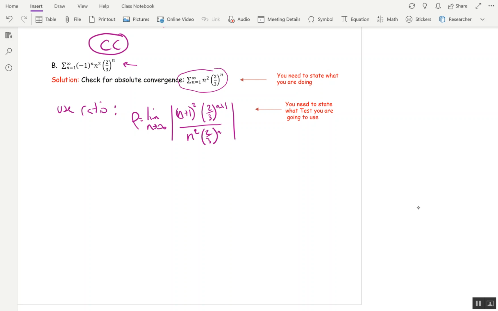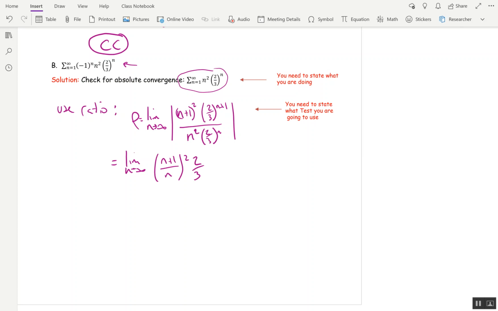Okay, everything's positive, so get rid of the absolute value. And I've got n plus 1 squared over n squared, which I'm going to write as n plus 1 over n, squared. And then I've got 2/3 to the n plus 1 over 2/3 to the n, which is just 2/3.